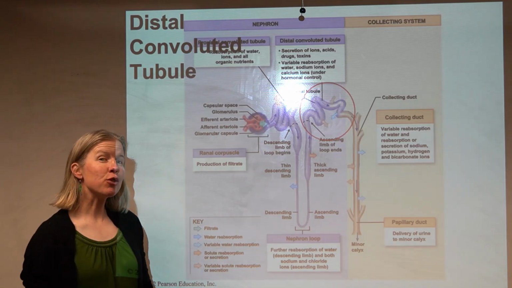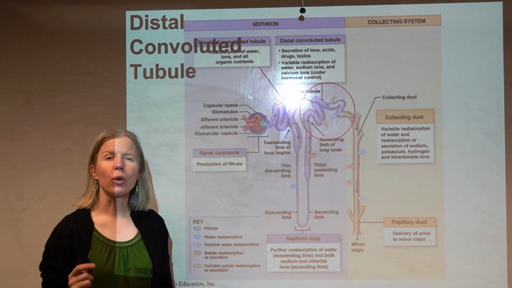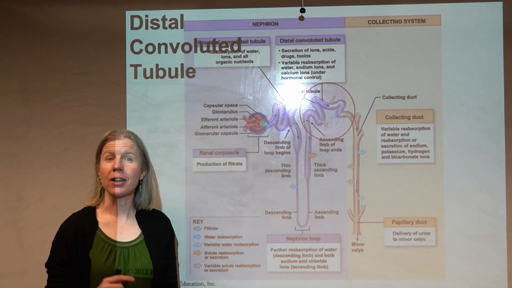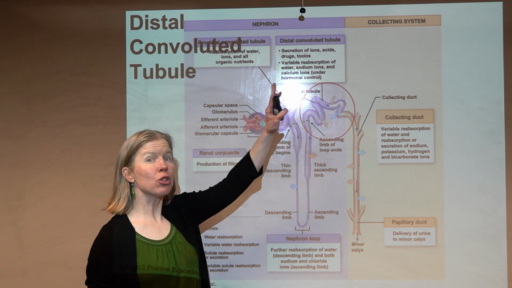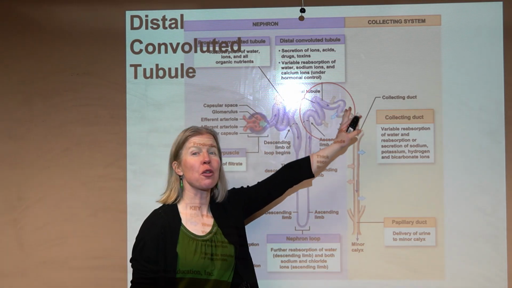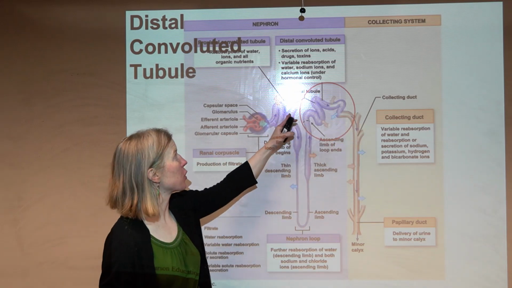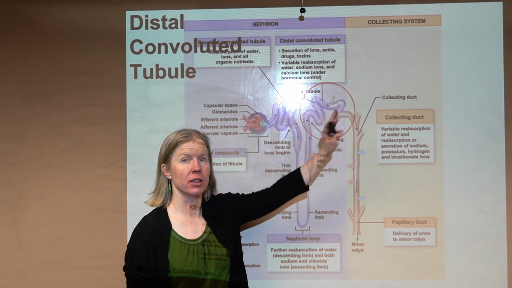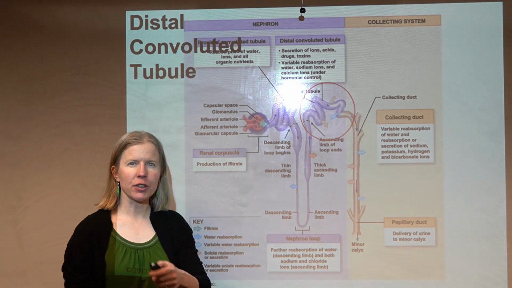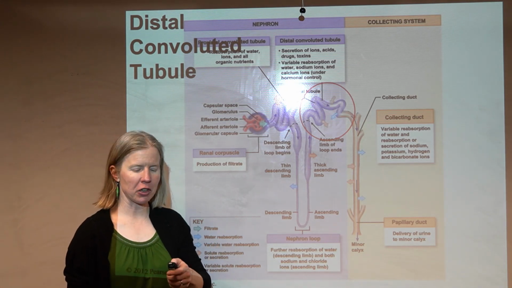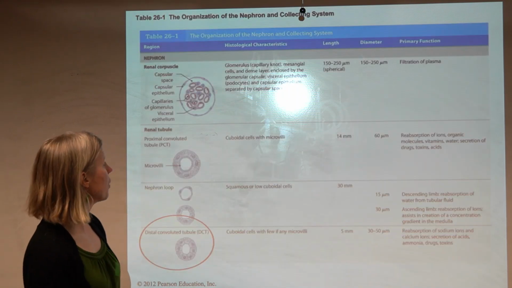Here in the distal convoluted tubule, we're going to see both reabsorption and secretion taking place. Now again, the name distal comes from the fact that we are further away from the glomerulus, right? So proximal to the glomerulus, distal to the glomerulus. And things are pretty different at this point, right? We've actually made a lot of changes to the filtrate.